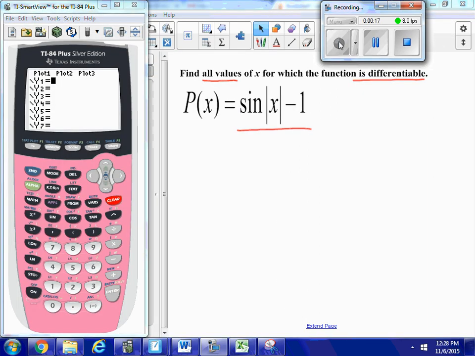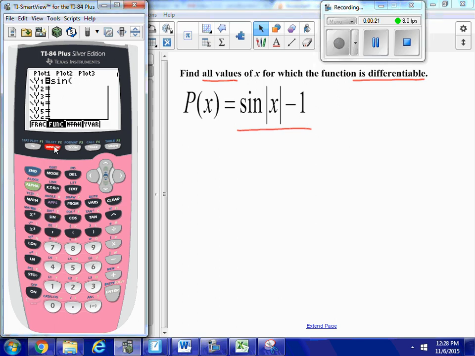So I have sine, and then I need to get absolute value. I can go alpha f2 and get my key function, the absolute value function. And I want the absolute value of x, and I close my parentheses. I close the parentheses for my sine function. And now I go minus 1. And I'm going to graph it.